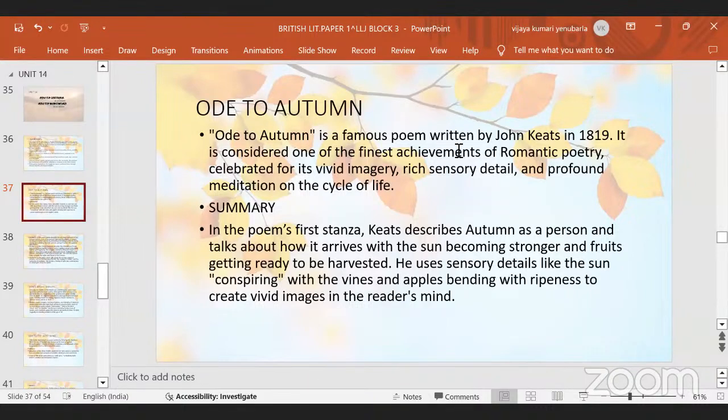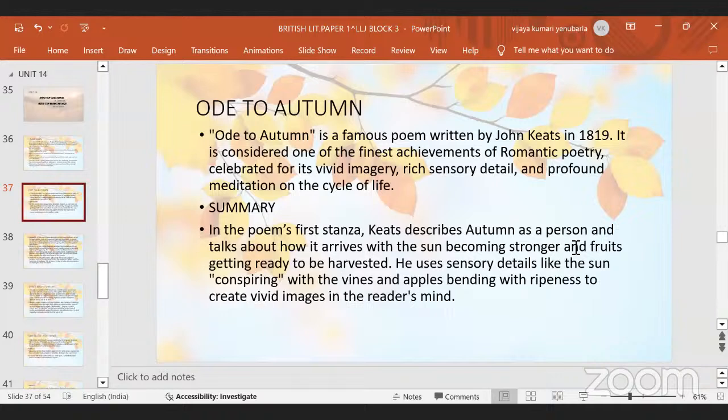It's a famous poem written by John Keats, and it is considered one of the finest achievements of romantic poetry, celebrated for its vivid imagery, rich sensory detail, and profound meditation on the cycle of life. We have been reading this since our childhood. So, summary: in the poem's first stanza, Keats describes autumn as a person. So he personified it. It is the most common feature of romantic poetry.